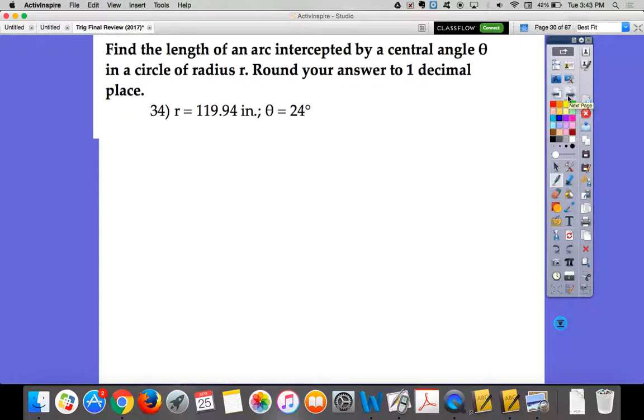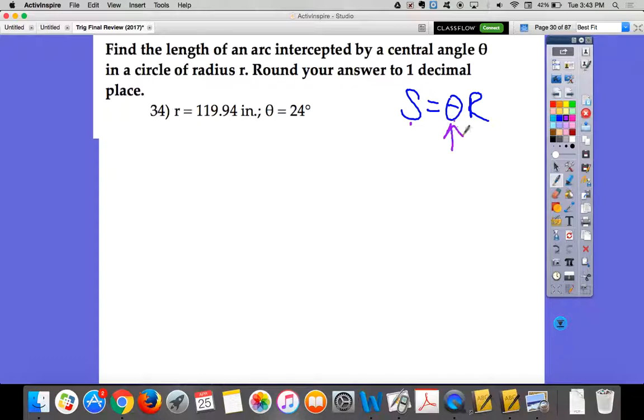All right. Find the length of an arc intercepted by a central angle theta in a circle of radius r. Round your answer to 1 decimal place. All right. This is your solar formula. That's just the easiest way to remember it. Okay, so arc length is S. There's your angle, and there's your radius.